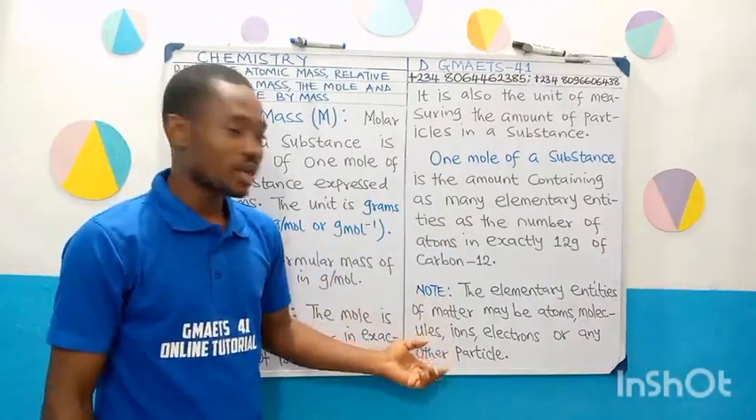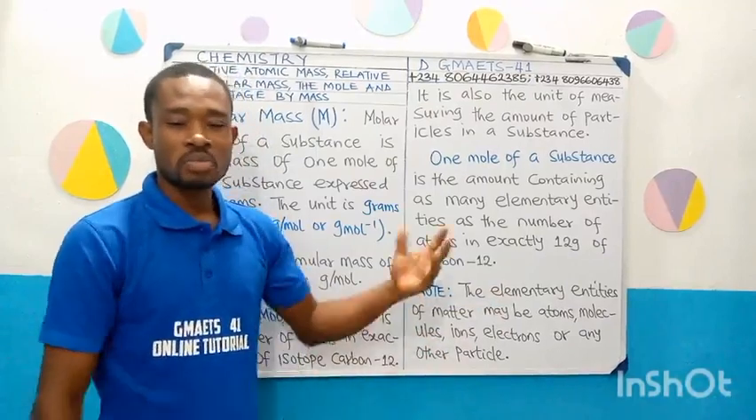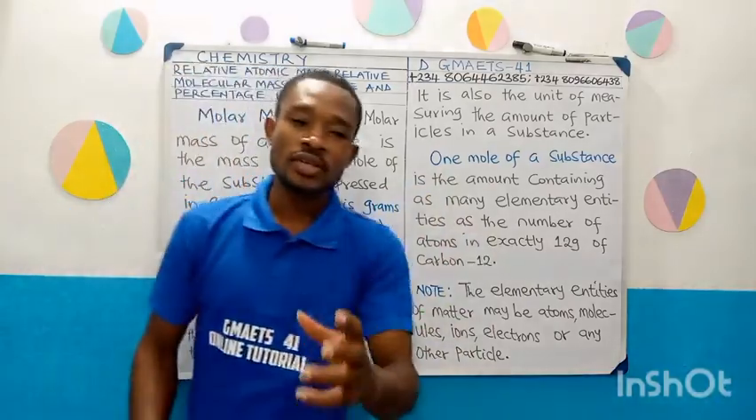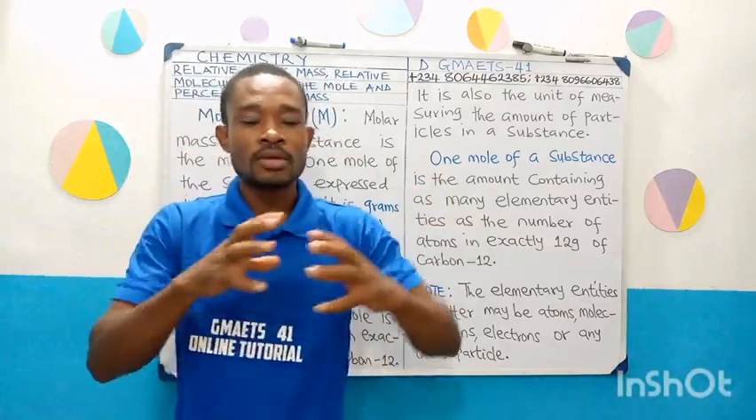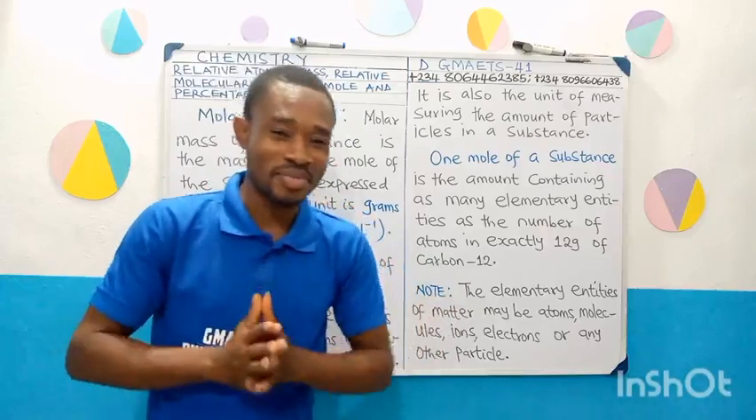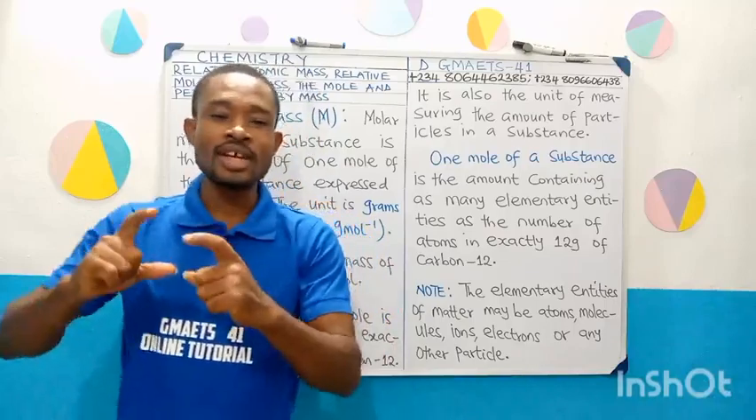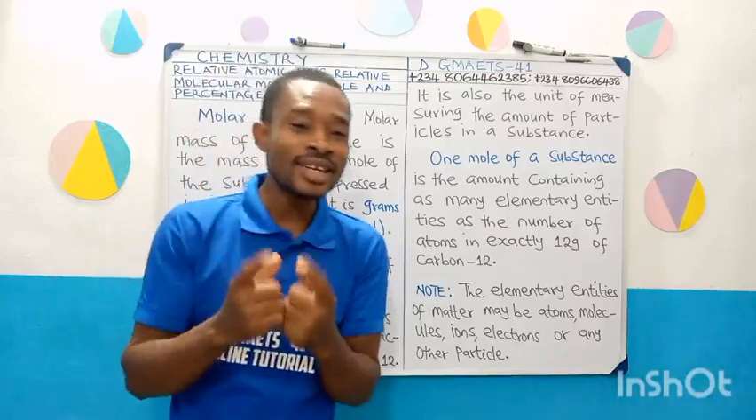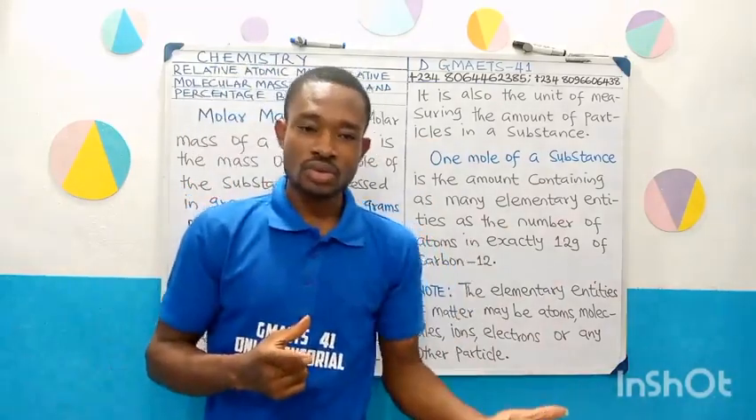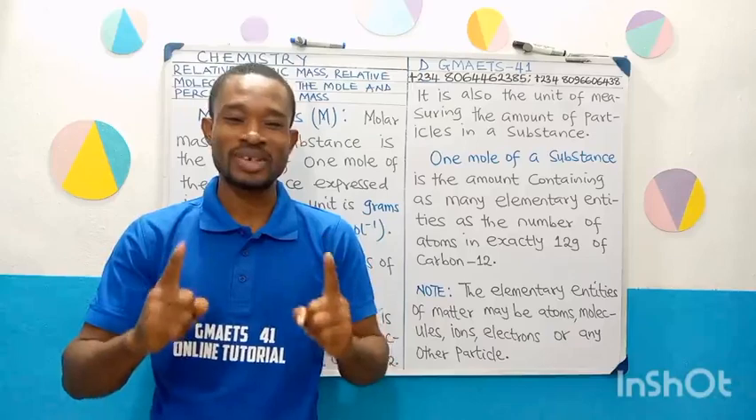Here I gave you a note for you to understand what elementary entities of matter are: atoms, molecules, ions, electrons, and other particles. Next, we are going to see the relationship between the mole, the mass of a substance, and one number that we call Avogadro's number. Then I'll give you one important formula as well, which relates the number of particles contained in any element to the number of moles and to Avogadro's number. A very important formula.